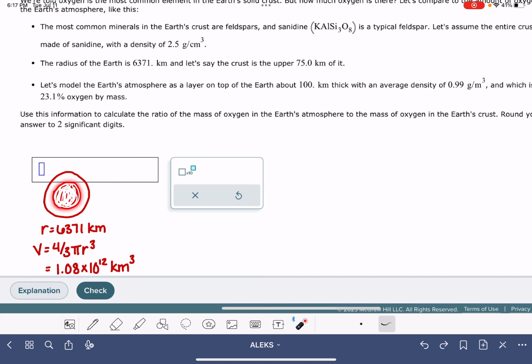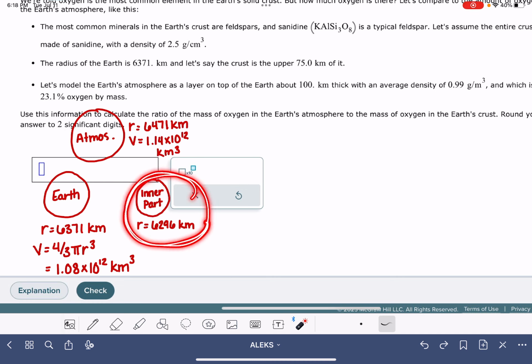So what I need to do is figure out the volume of this inside part, and subtract it from this total volume right here in order to get the volume of the crust. So again, I've got the whole entire volume of the Earth, that's this. I'm going to figure out the volume of the not crust, and I'm going to subtract that from this volume. So here's the inner part of the Earth, because it tells me that the crust is the upper 75 kilometers. So the inner part is the whole entire radius of the Earth minus 75 kilometers, which gives me the radius of just the inner part right there.